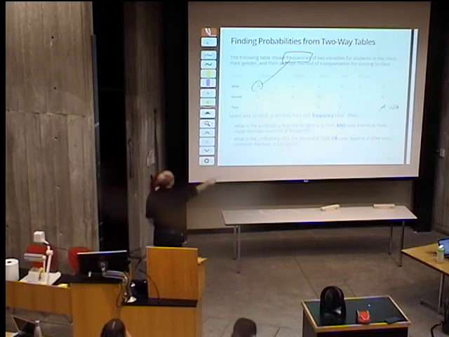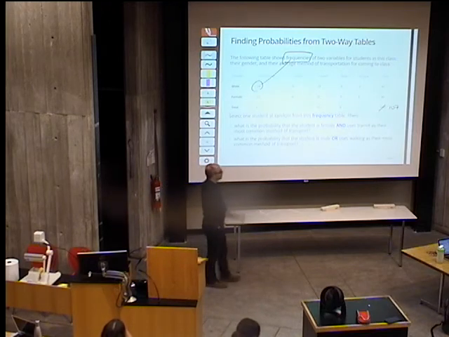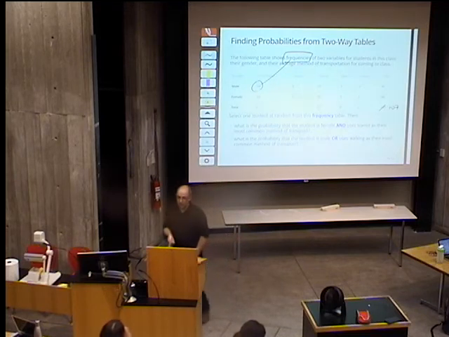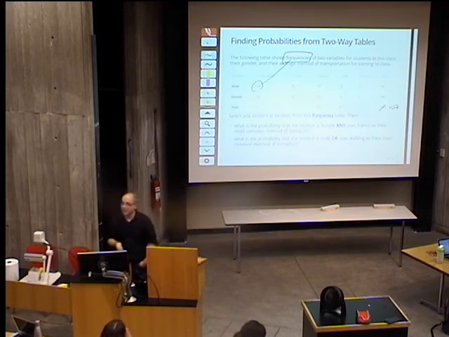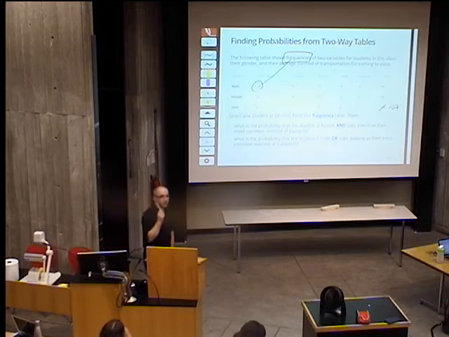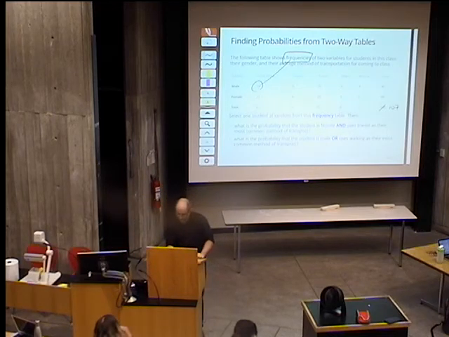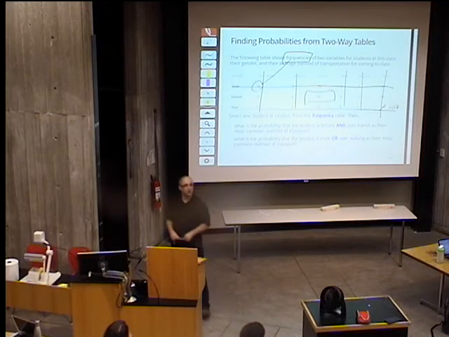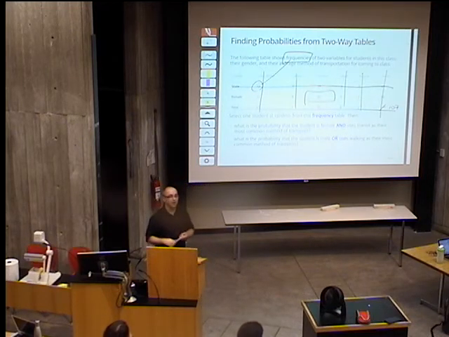Select one student of the 107 completely at random. What is the probability that student is female and uses transit? So first off, when you're doing female, that means we get rid of this. Don't need the total. We're in that row. Then, what is the probability that they use transit? That is the cell which corresponds to female transit.